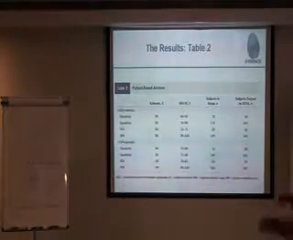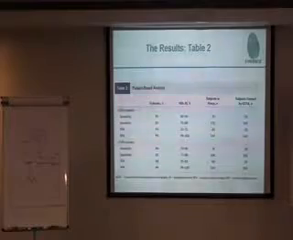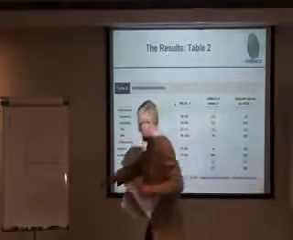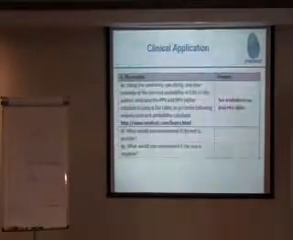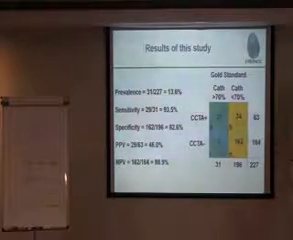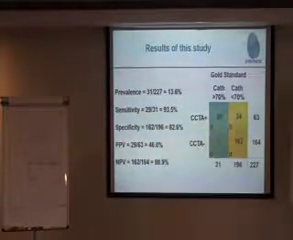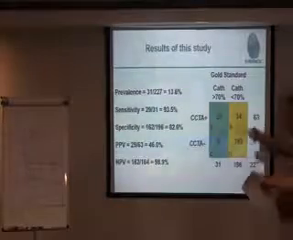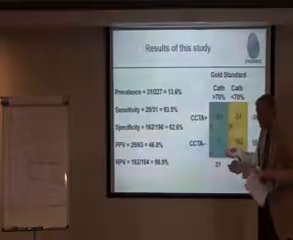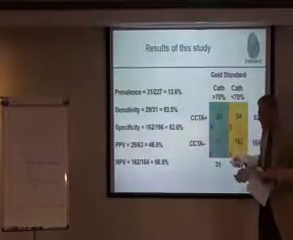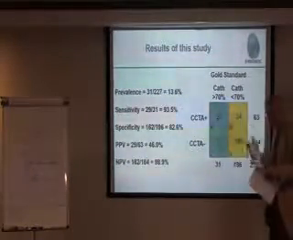Let's see what happens. Look what happens here. Okay, so here are the results of this study. What was the pretest probability in this study? Remember, it was low, 13 or 14%. So the prevalence was 13%, the sensitivity was 94, specificity was 82, the positive predictive value was 46, the negative predictive value was 99. That's from all of this, right?